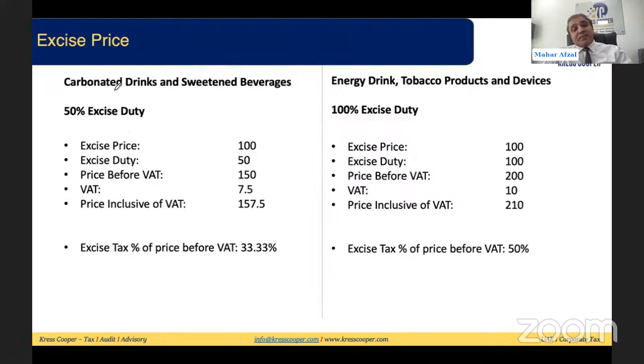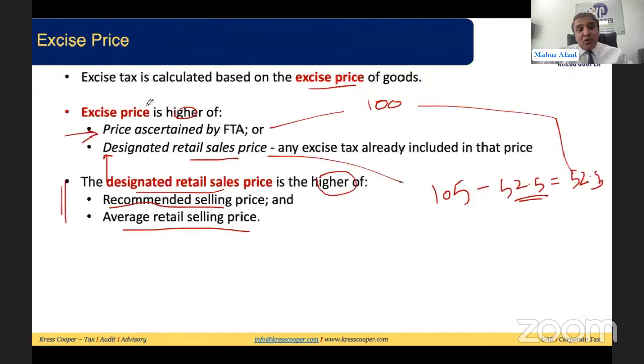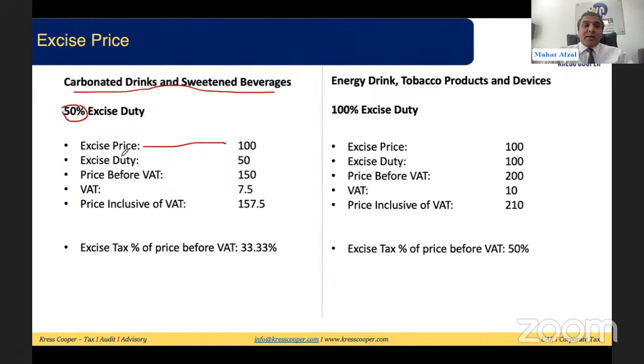Just look at this excise price example. This is carbonated drinks and sweetened beverages. Assuming, as per law, excise duty is 50% on carbonated drinks and sweetened beverages, which we'll discuss. We have learned in the previous slides how to calculate the excise price. I am assuming the excise price is 100. Excise duty is 50, because 50% will be applicable on the excise price. Price before VAT will be 150. VAT will be 7.5. Price inclusive of VAT is 157.5.